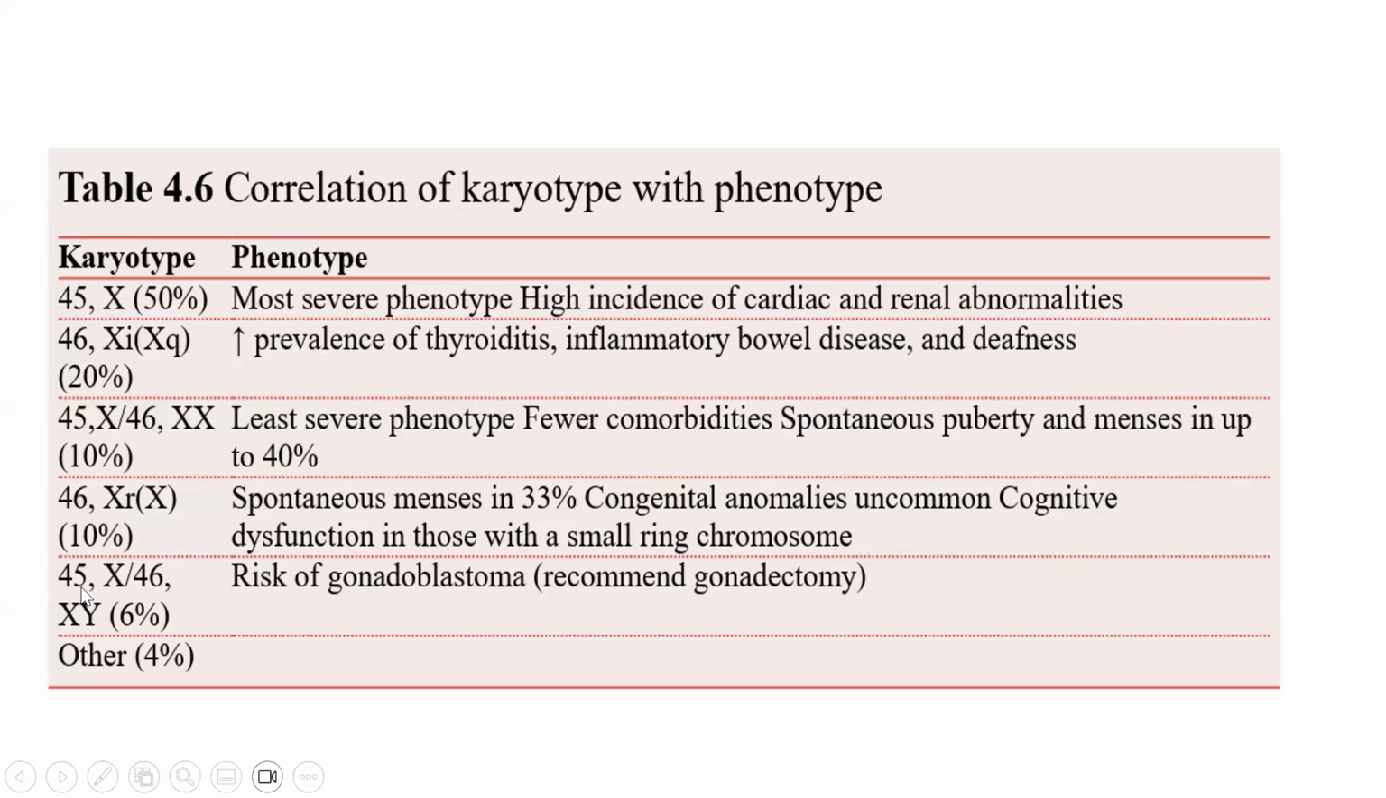And then we have the exam question, which is 45X/46XY, around 6%, which has an increased risk of gonadoblastoma, and we recommend gonadectomy. Again, the top two are also very important and have been asked in previous exams, the 45X and the 46XI. Remember the increased prevalence of thyroiditis with the 46XI, which has been asked previously, as well as deafness. And of course, we are all aware of the 45X, the 50% karyotype, with the most severe phenotype and the highest incidence of cardiac and renal abnormalities.